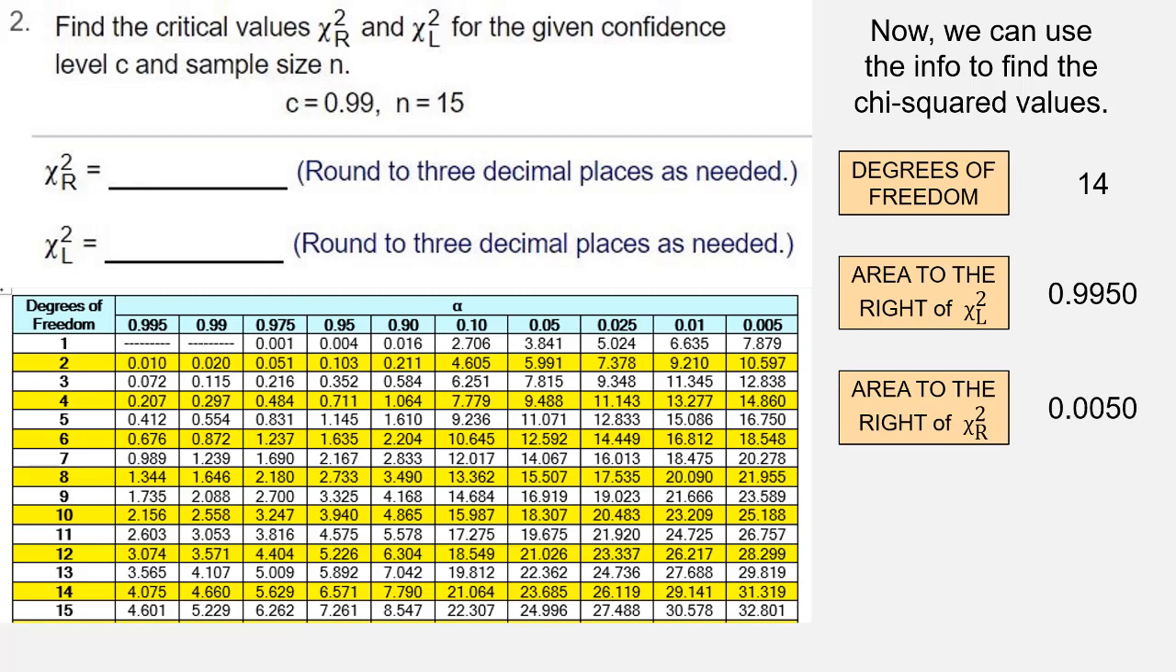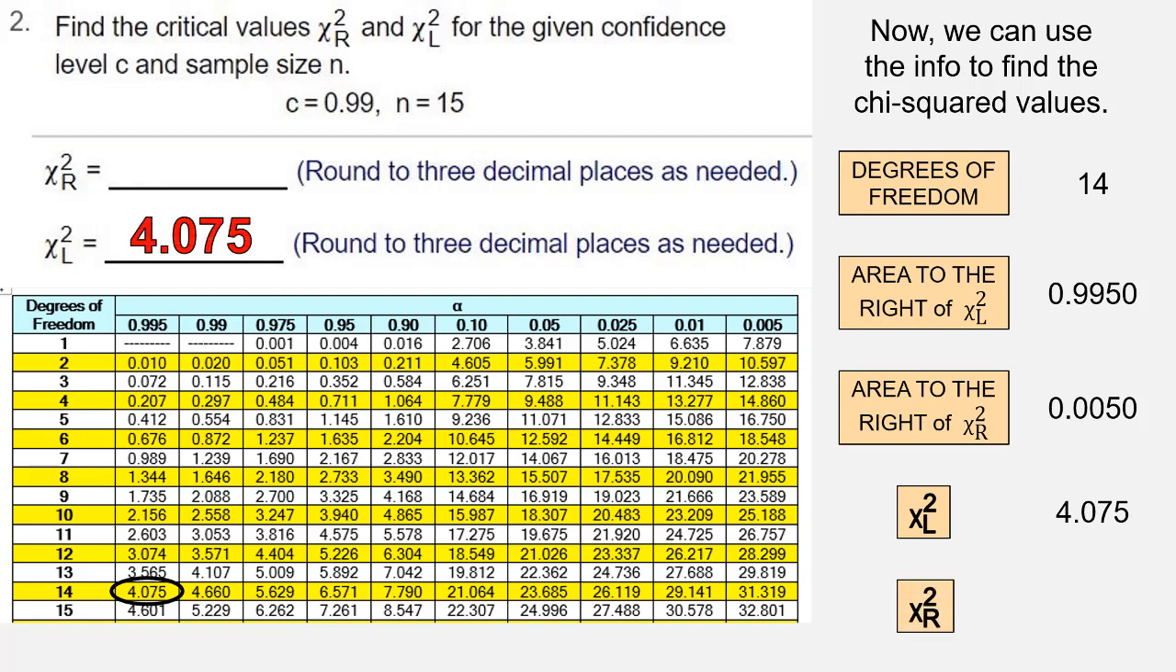And now we can find our chi-square L value. To do that, we look for the degrees of freedom in the column on the left, which is 14, and we look for our area to the right of chi-square L, which is 0.995 across the top. That gives us a value of 4.075, which is our chi-square L value.